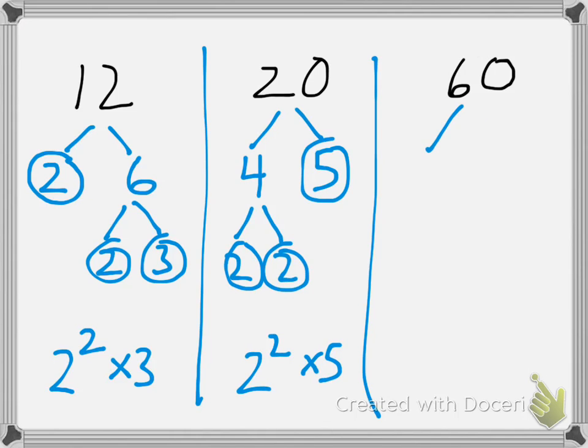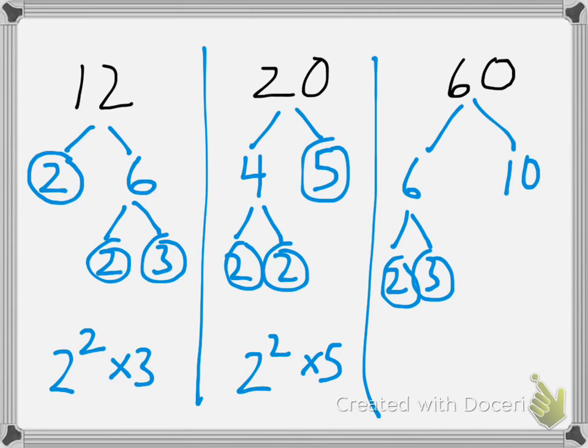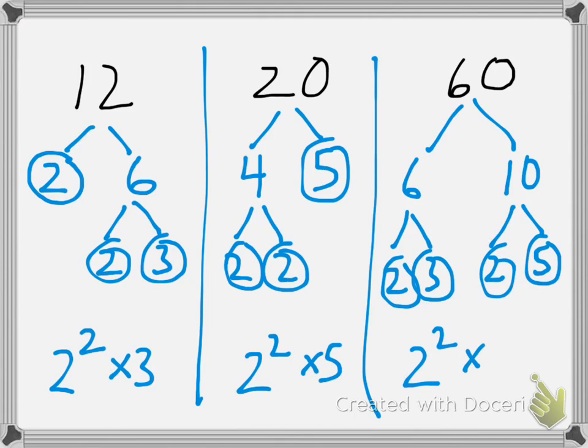For 60, we can use 6 times 10. 6 is 2 times 3. Those are both prime. 10 is 2 times 5. Those are both prime. So we have 2 squared times 3 times 5.